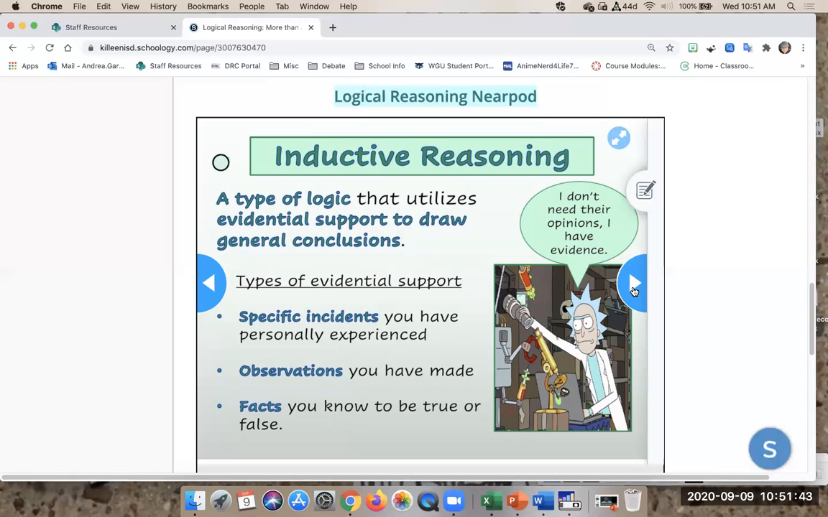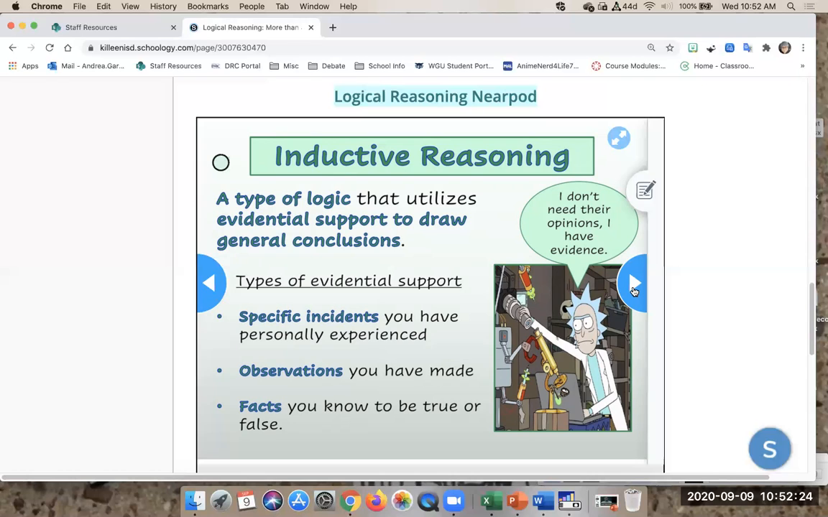Observations that you have made. So this happens a lot when you are in science, when you do an experiment. You observe the outcomes of it, and then therefore you can draw the conclusion. And facts you know to be true or false. So if I state something like, the sun revolves around the world. Is that true? The sun revolves around the world. Oh, no. No. What's the actual fact? The world revolves around the sun. So you actually have a whole bunch of evidence that can prove that to me, right? So your inductive reasoning would be true and mine would be false.